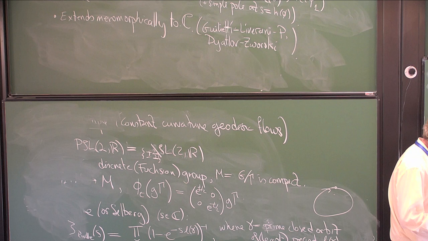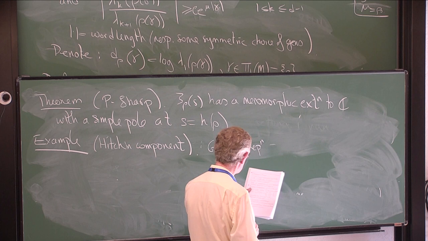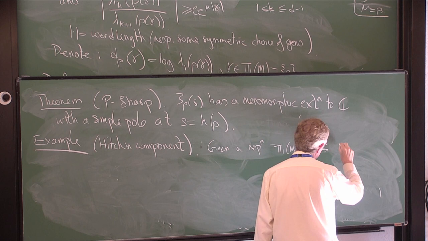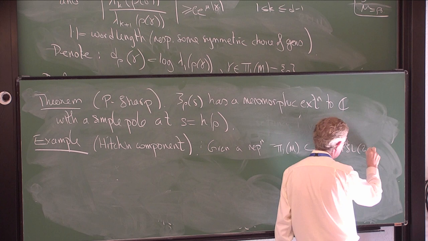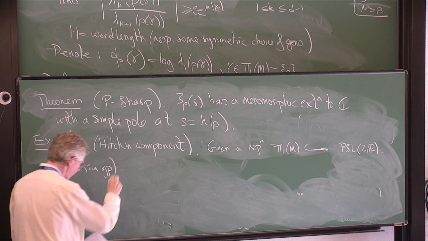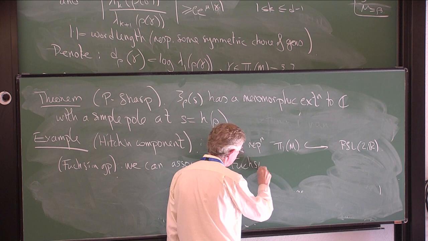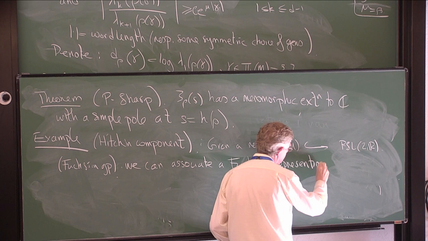And so the idea here is that let's say that we're given a representation for a fundamental group. Let's say it's pi 1 of M mapping into PSL2R. So these are kind of familiar. Right, so it's just a Fuchsian group, the image. We can associate what's called a Fuchsian representation, and I'll denote it by rho subscript d.